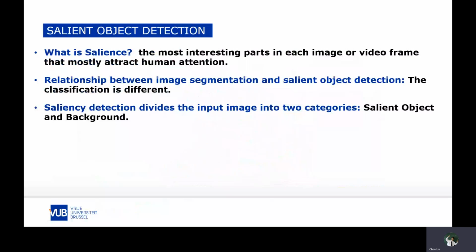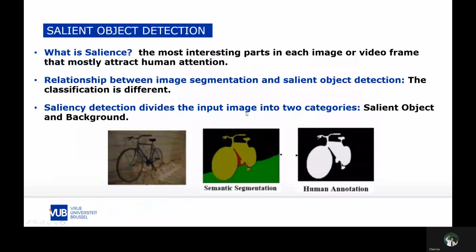You can see the three images shown in the PowerPoint. The first one is the original one. The second one is the segmentation. The final one is the salient object detection image.